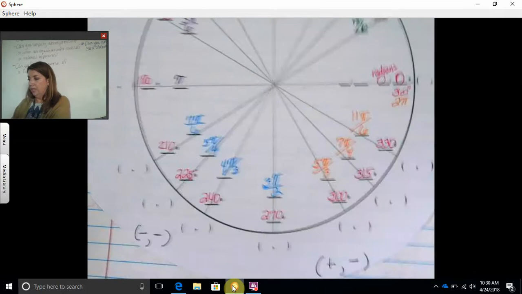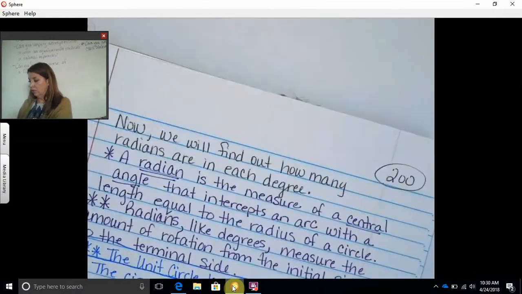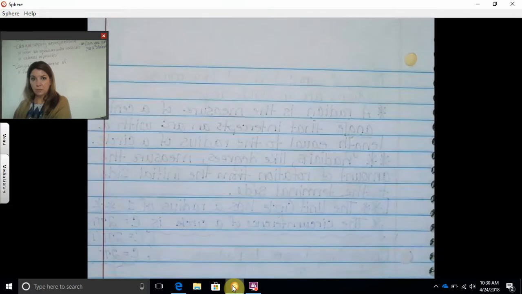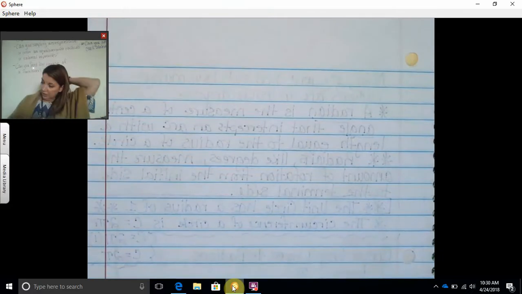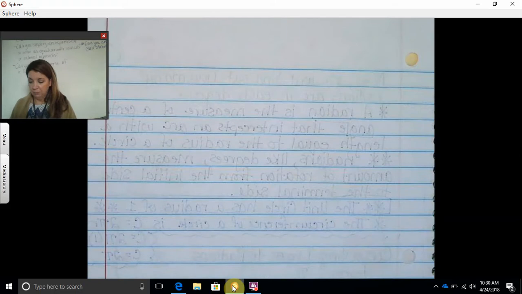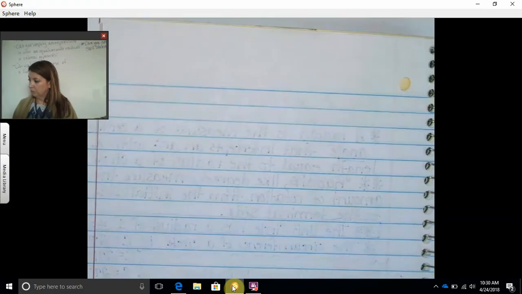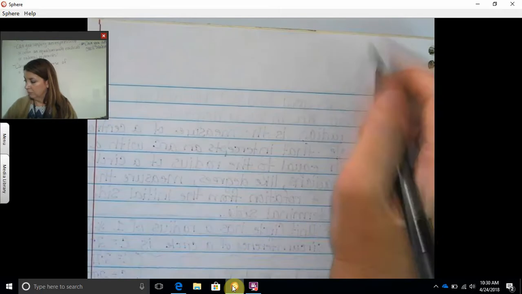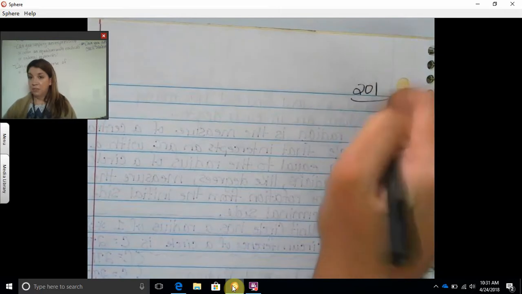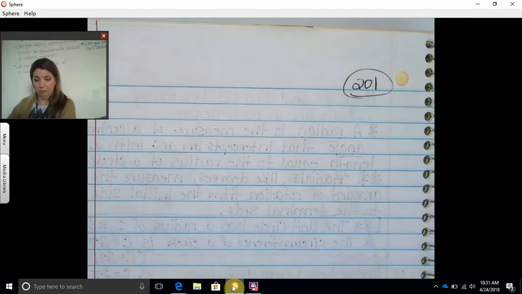So on page 201, because you're going to have a quiz on the unit circle. I'm not going to have the whole unit circle blank, but just certain places on it, and you're going to have to fill out the parts, okay? With no notes and no help from me.